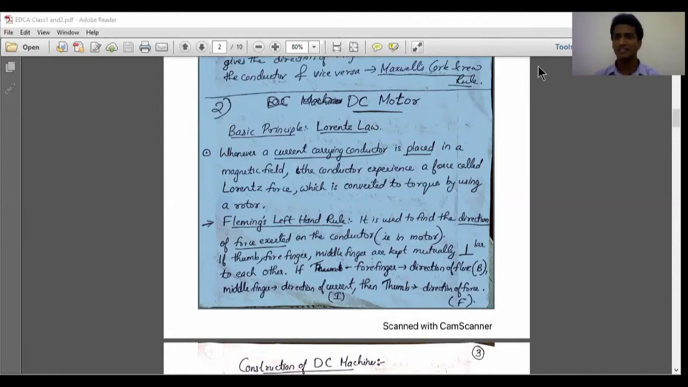As we studied in case of DC generator, we used Fleming's right hand rule to find the direction of induced EMF. That means to find the direction of the output, we use Fleming's right hand rule.